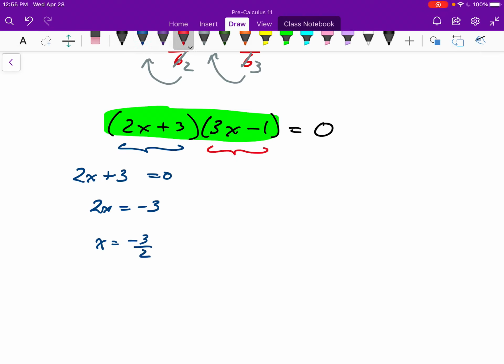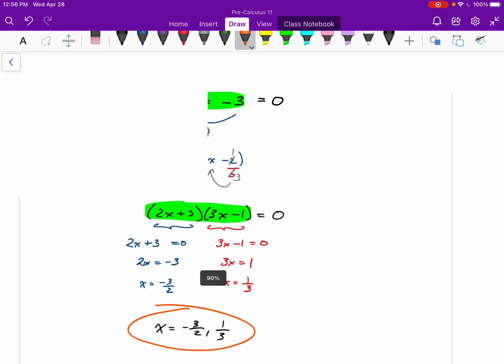Looking right here, what value of x would make 3x minus 1 equal 0? If you're not sure, be sure, write it down. Just add 1 to both sides, divide both sides by 3. Now I can see my two solutions. So my two solutions are both fractions. Neither is a whole number. One is negative 3/2, one is 1/3.